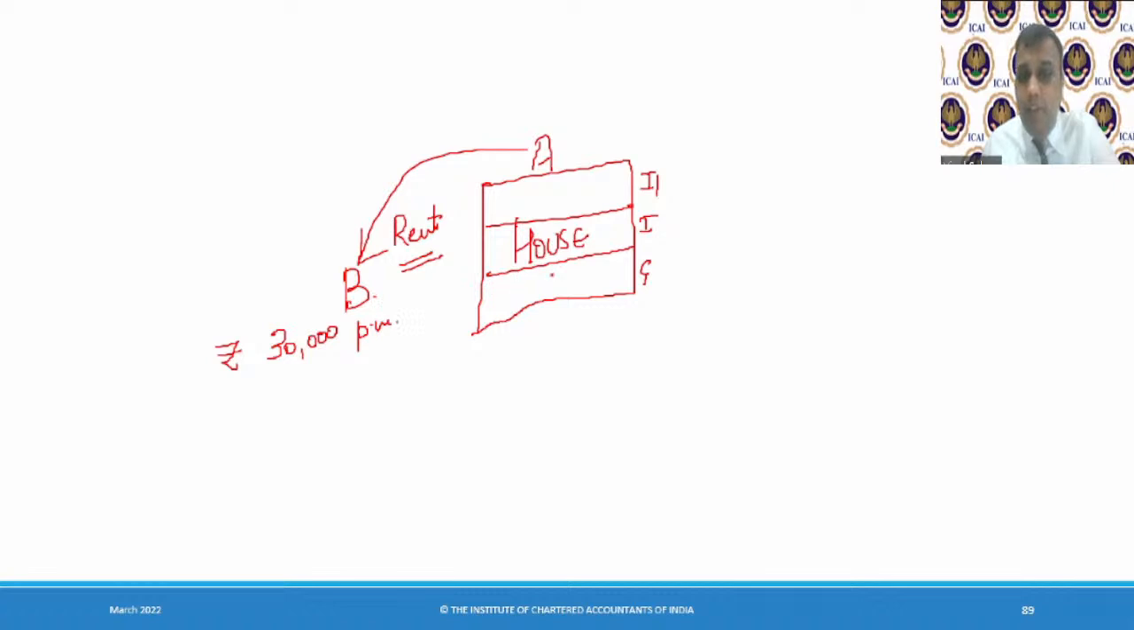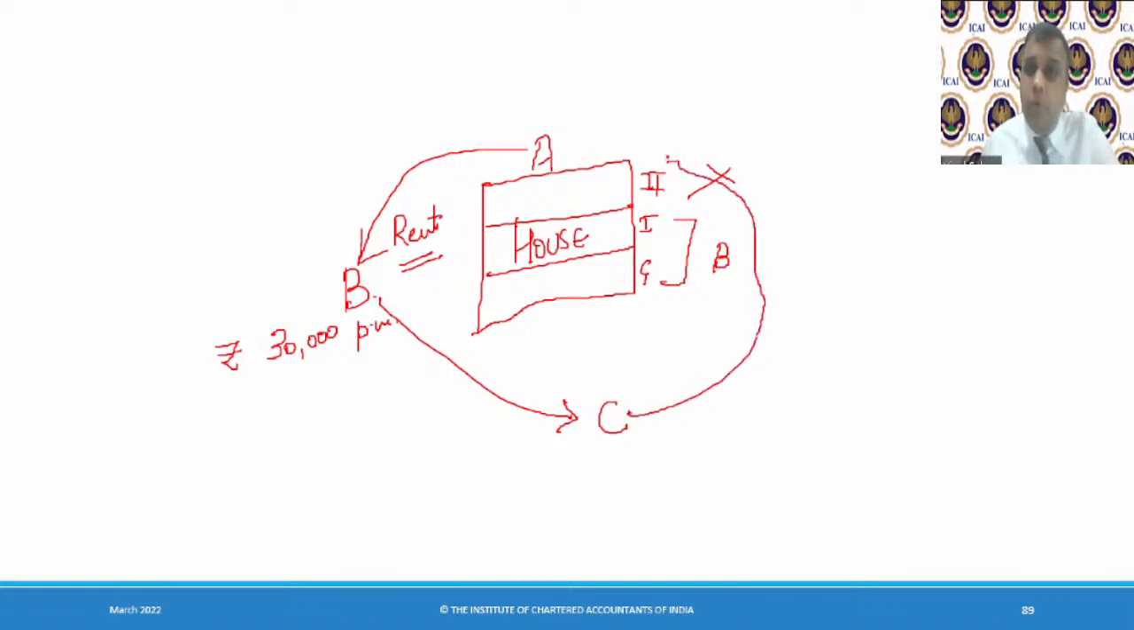Further, B feels that he requires only the ground and first floor. He is not using the second floor. So what does he do? Either B approaches C or C approaches B, and B further gives the second portion, the second floor, on rent to C at 13,000 per month.